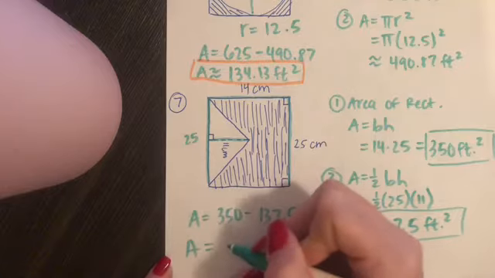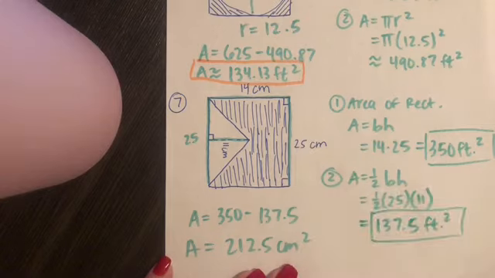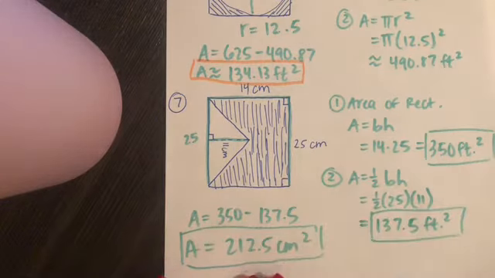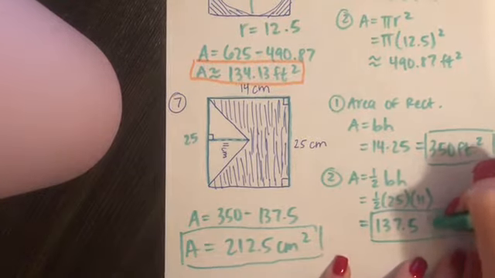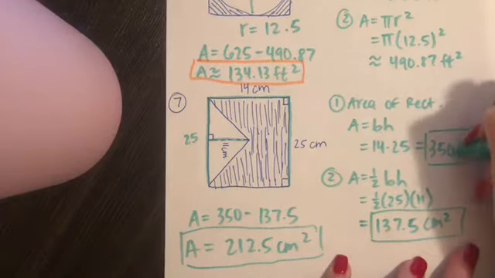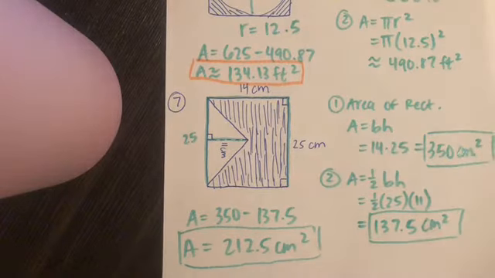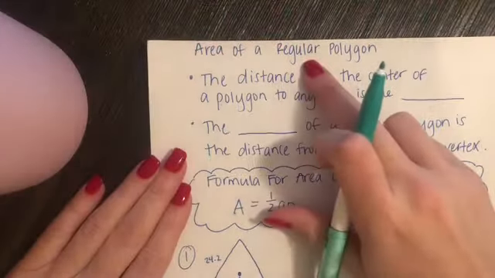So our final answer is 212.5 square centimeters. And I do apologize, I was using feet over here. I think because the first problem used feet. Let's fix that. Okay, and that concludes the video notes on composite figures. Thanks, guys.